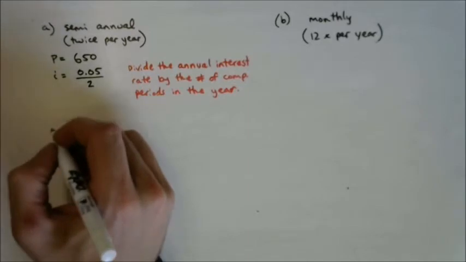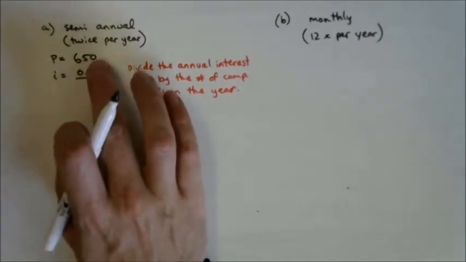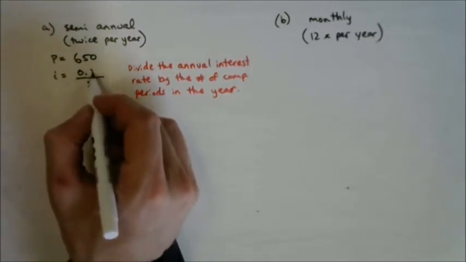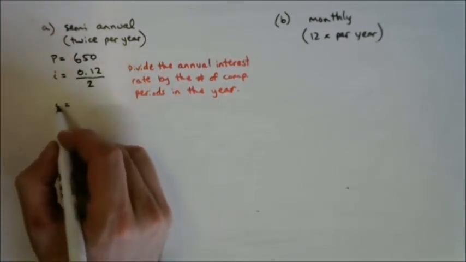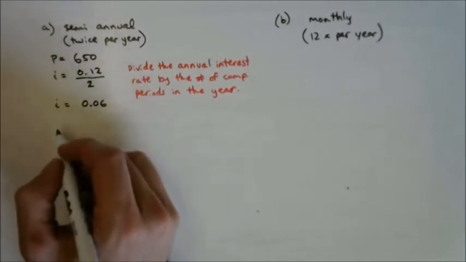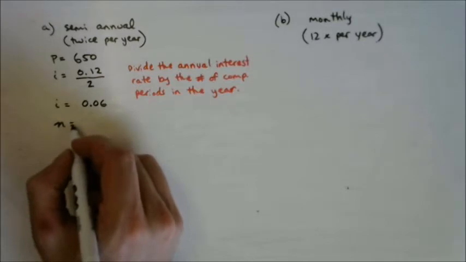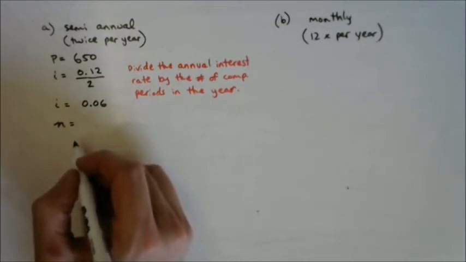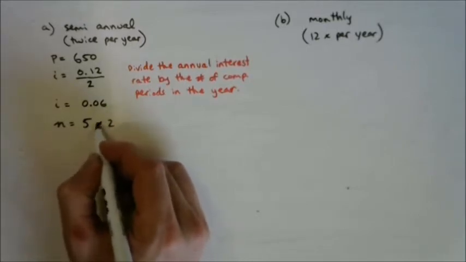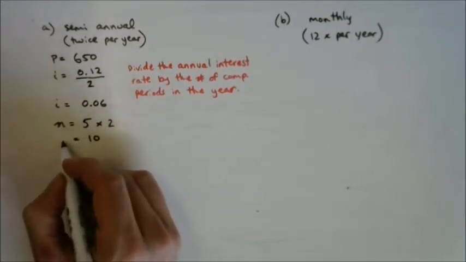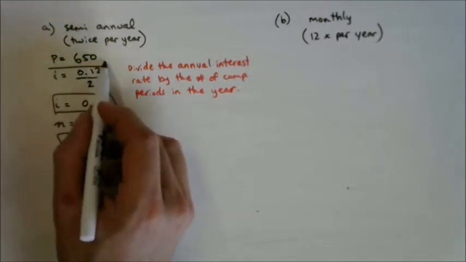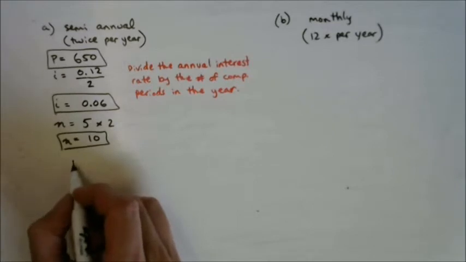So our new value, 0.12 divided by 2, our new interest rate then is 0.06. And the number of compound periods, yeah, there's going to be 5 years, but we're going to compound this twice each year. So our new value for n is 10. So here's our 3 parameters that go into our equation.